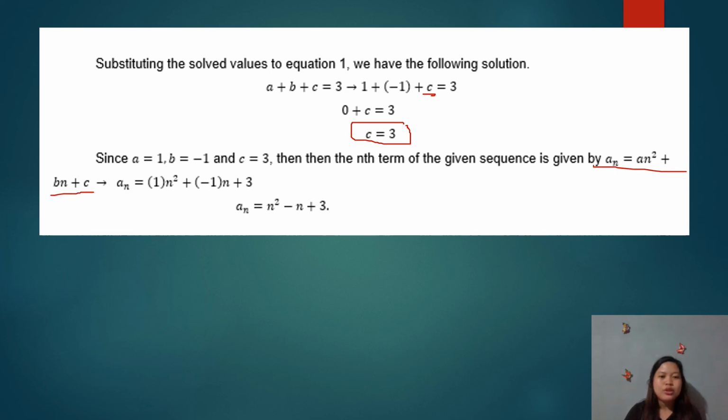Okay? So, ang ato a sub n is equal to, ang ato a is 1, ibutang nato diha, 1n squared. Ang ato b is negative 1, so negative 1n. C nato is 3. And then, this becomes a sub n equals n squared minus n, kay negative 1 times n, that's negative n, plus 3. So, this is our general form na for this sequence.